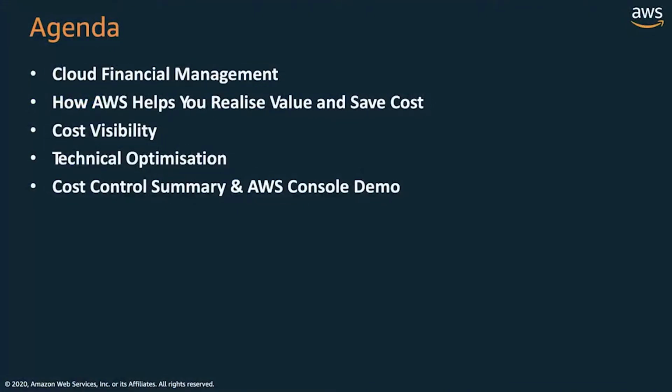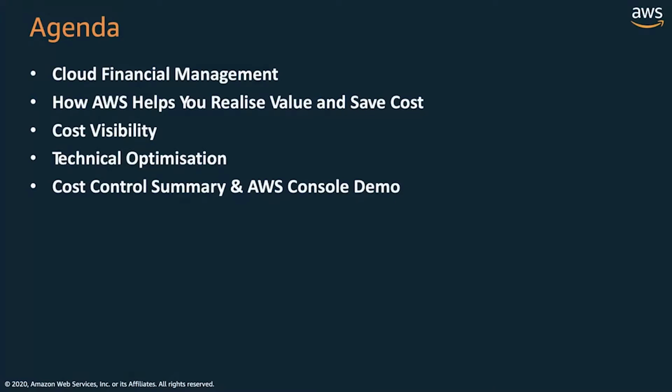So we're going to talk a little bit about cloud financial management, which is more about how you might approach things from your organization's perspective. Then how AWS help you in realizing that value and saving cost. Talk about the visibility into cost in AWS. I've got quite a long section on how some of the technical optimizations work.